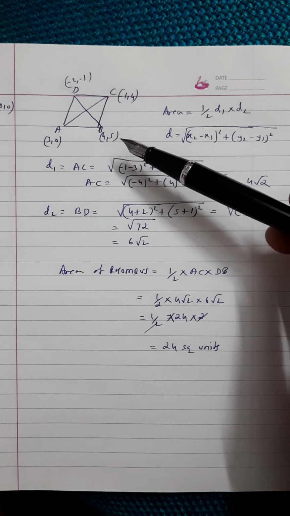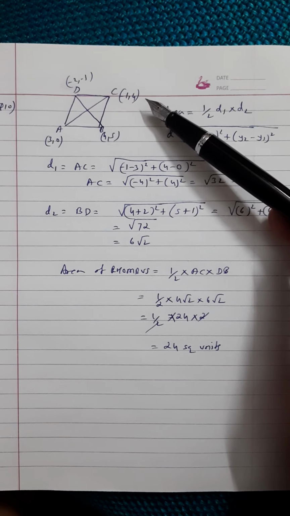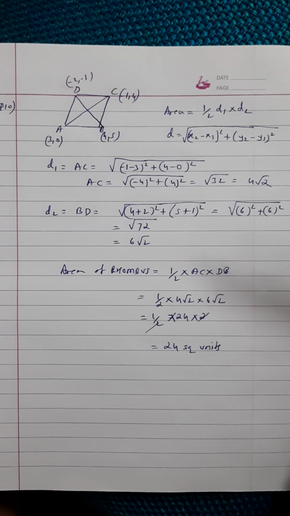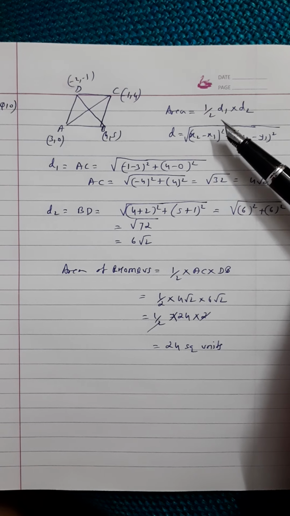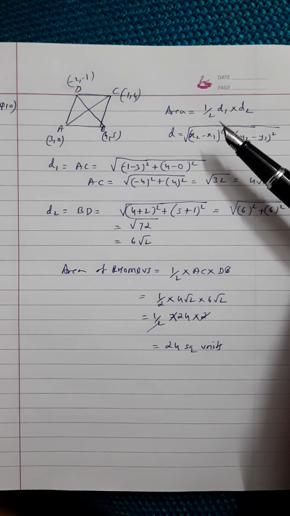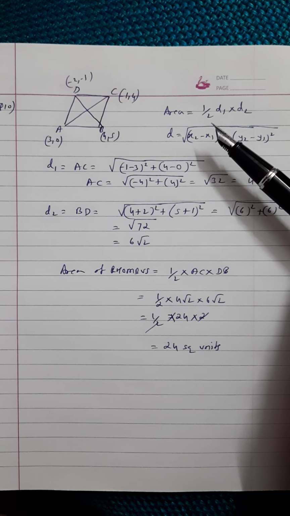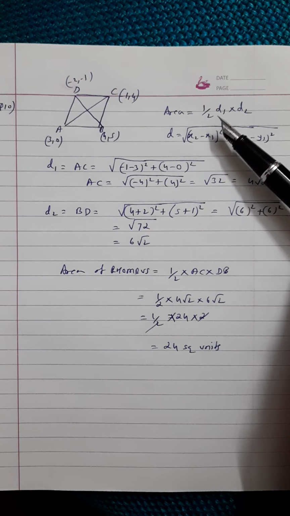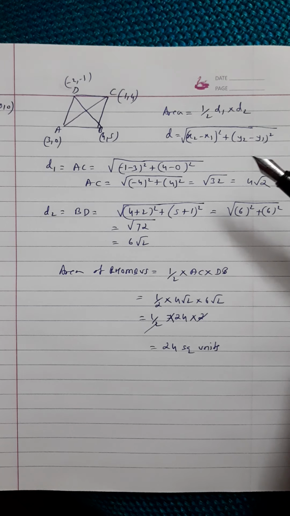So what are the coordinates of A given? 3, 0, B is given 4, 5, C is given 1, 4, D is given minus 2, minus 1, right? Question is, find the area of this. Now you remember this formula. Area of a rhombus can be found by using the formula half diagonal 1 into diagonal 2, or half AC into BD. And how do you find the length of the diagonals? We will use the distance formula which we did in the first exercise.